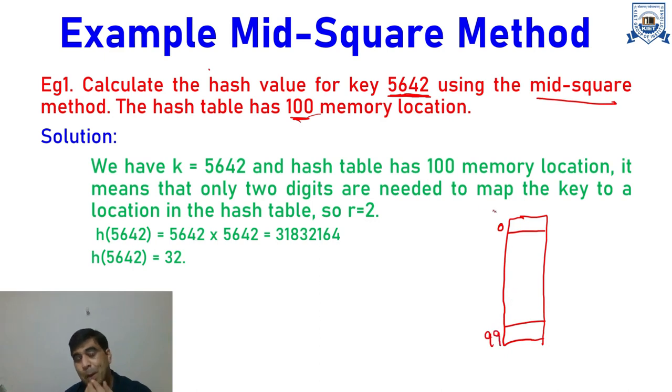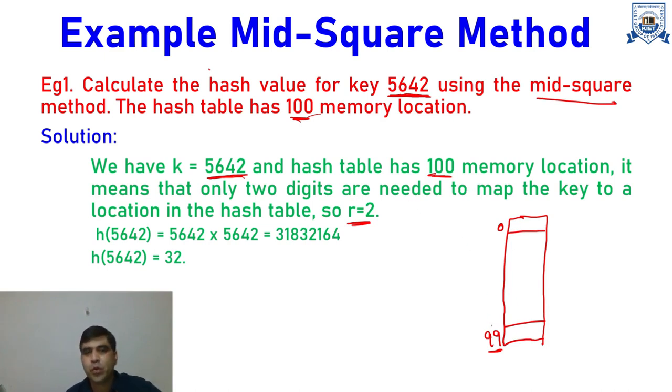Now see how many digits are required for storing these indexes. In this case the maximum index is 99, which is 2 digits. So the value of r in this particular case is 2. We have a key which we want to store, 5642, and the hash table has 100 memory locations: 0, then 1, 2, 3, 4, up to 99, and we need to map it.